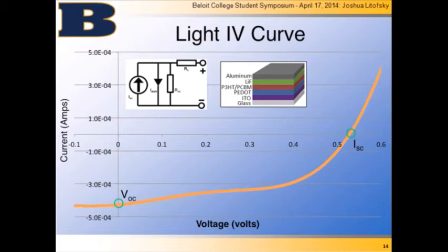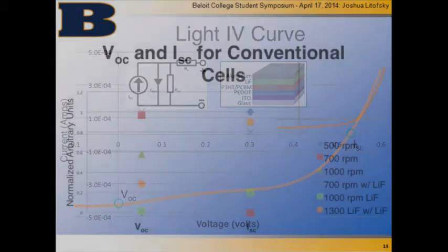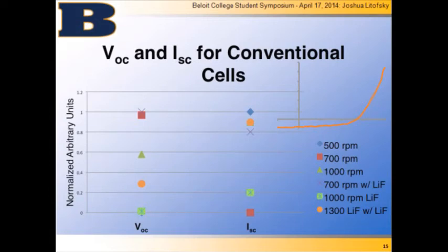So looking at the open circuit voltage and the short circuit current for conventional cells, we see that 700 RPM with lithium fluoride, so with the added electron transport layer, at about 100 nanometers thickness, gives us the best average of the open circuit voltage and the short circuit current. We see that 1000 RPM works pretty well without the lithium fluoride, and then everything else is pretty much up and down.